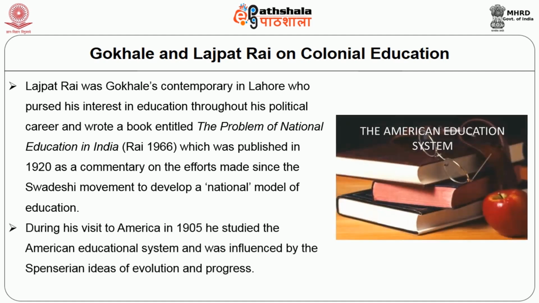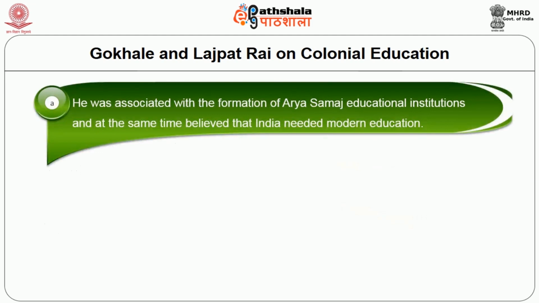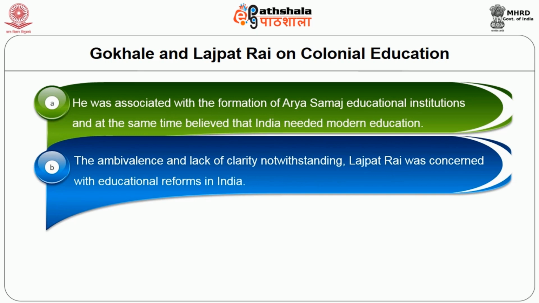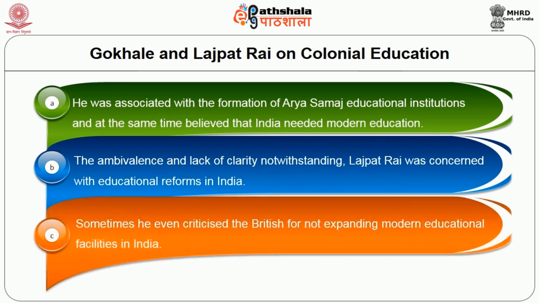During his visit to America in 1905, he studied the American education system and was influenced by the Spencerian ideas of evolution and progress. He was associated with the formation of Arya Samaj educational institutions and at the same time believed that India needed modern education. The ambivalence and lack of clarity notwithstanding, Lajpat Rai was concerned with educational reforms in India. Sometimes he even criticized the British for not expanding modern educational facilities in India.